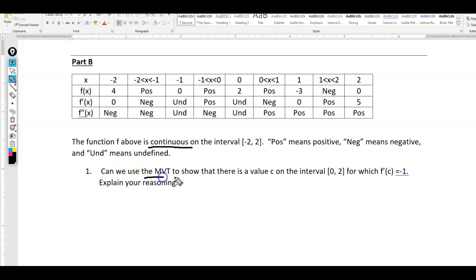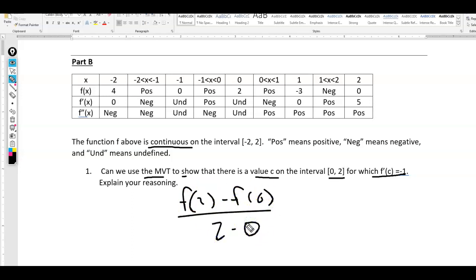Can we use the mean value theorem to show that there's a value c on the interval 0 to 2 for which f prime of c is equal to -1? So, in other words, can we do this? Can we say that f of 2 minus f of 0 over 2 minus 0 is equal to -1, which is going to be some value f prime of c?